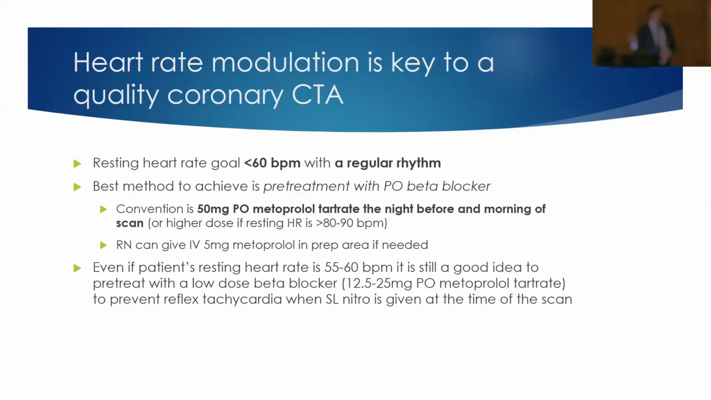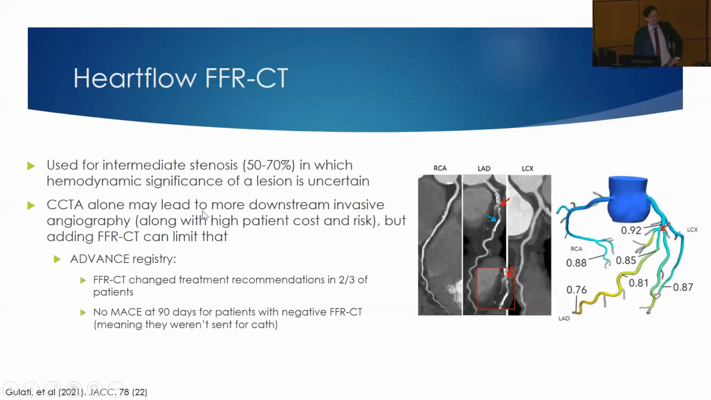So if they go in without any beta blocker on board at all, the second you acquire the images, their heart rate could spike up to 70 and reduce the diagnostic accuracy of the test. So FFRCT. This is a really neat tool.